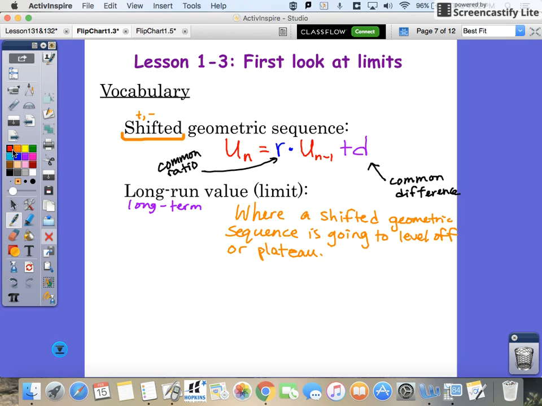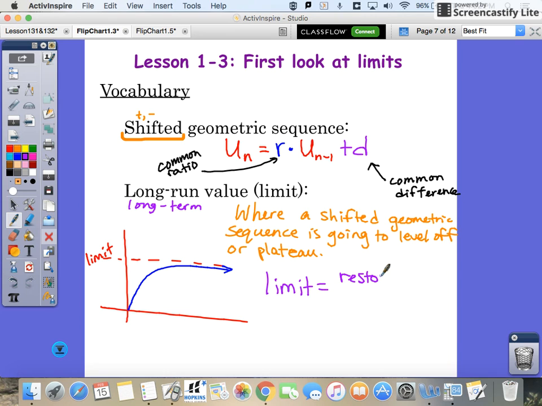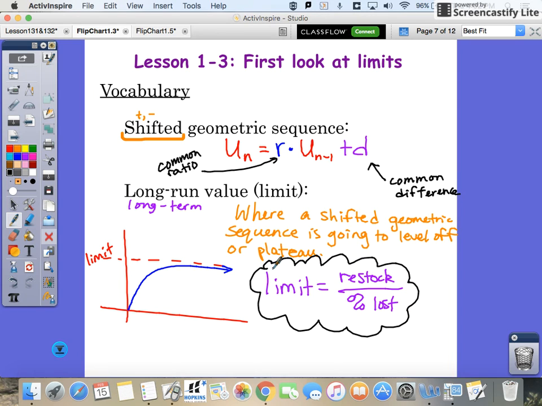So if you want a kind of a visual of this, here's your limit. Things are going to start growing really quickly, and then they're going to kind of level off right there. There's a formula for this. The way to calculate it is limit equals restock divided by percent lost. Okay, we'll come back and revisit this in a second, but this is a pretty important formula to help us calculate the limit.